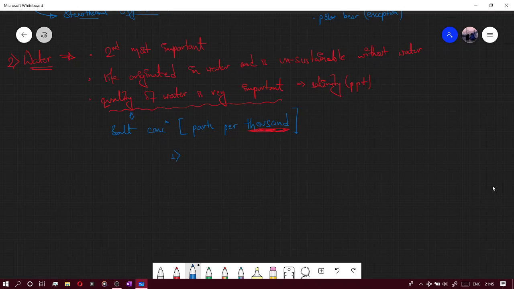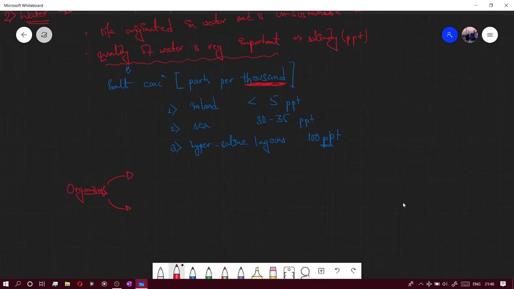So let me write the details that are given in NCERT. Inland waters have a salt concentration of less than 5 parts per thousand, whereas the sea contains a salt concentration of 30 to 35 parts per thousand, and hypersaline lagoons contain salt concentration up to 100 parts per thousand. So this is the most salty area. Now there are again two types of organisms, similar to eurythermal and stenothermal: euryhaline and stenohaline.